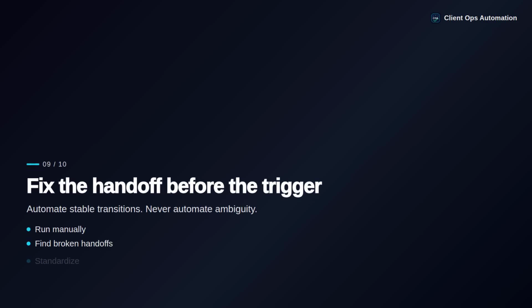Once this workflow works manually, automate the repetitive transitions. A signed agreement can update the project status. A confirmed payment can trigger the welcome message. A completed intake form can create preparation tasks. A readiness check can unlock the kickoff booking link. But do not automate ambiguity. If your scope, payment rule, intake questions, or project ownership change every time, automation will only make the confusion move faster. Run the workflow manually for a few clients. Fix the handoffs. Then automate the stable parts.